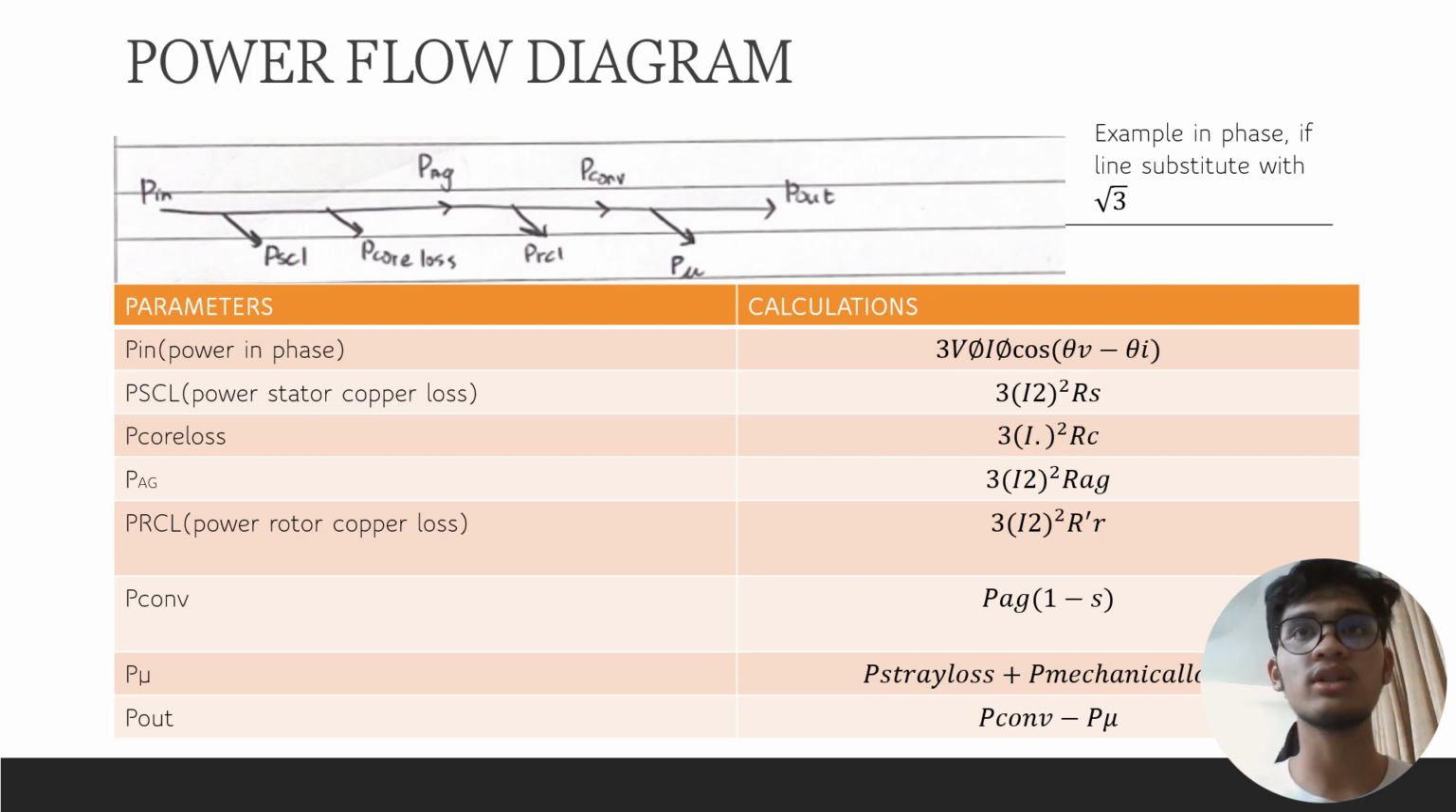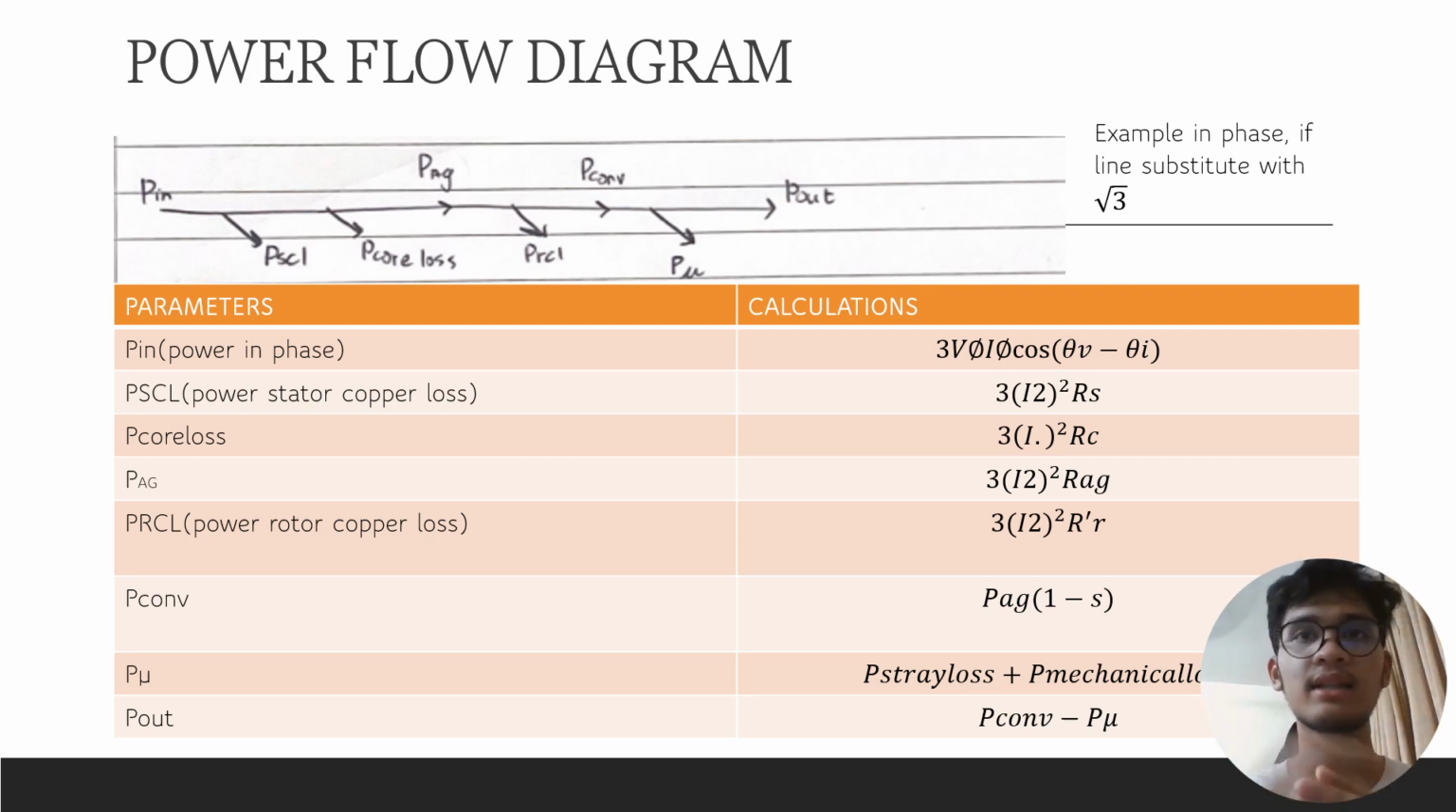In order to calculate in line, we have to substitute the 3 value with root 3, and then the V phase and I phase become voltage line and current line. The voltage line and current line depend on the type of connection. If delta, the V phase is the same as V line. If star, I phase is the same as I line.